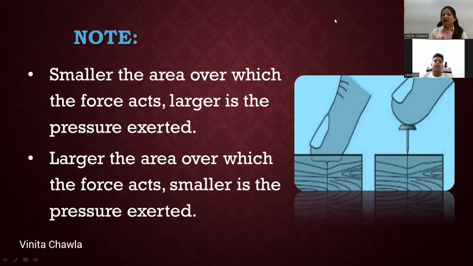Because pressure and area, they are inversely proportional. They are inversely related. If we decrease the area, then pressure will increase. And if we increase the area, then pressure will decrease for the same force. We are keeping the force same and we are changing the area, then pressure will also change accordingly.